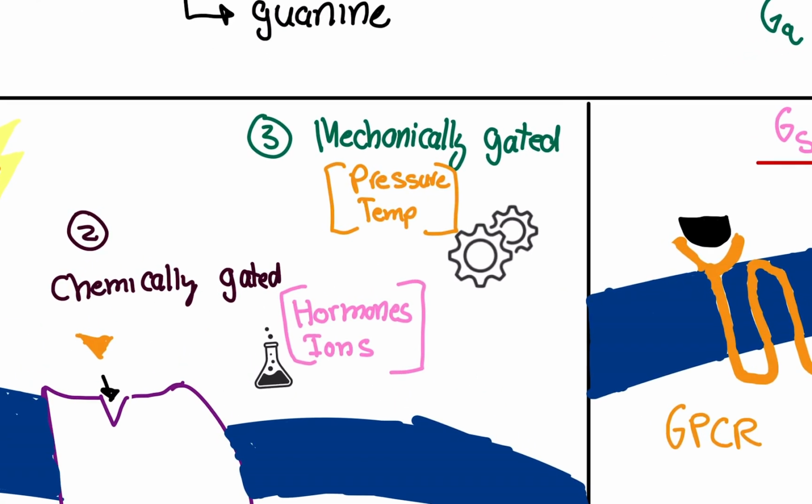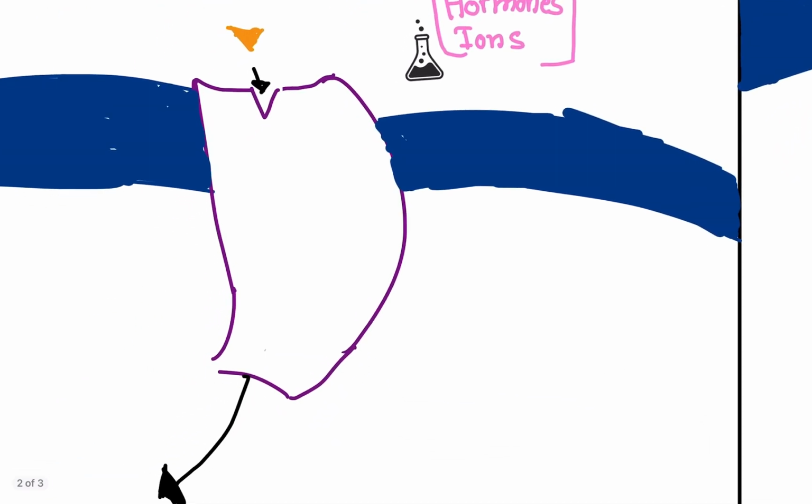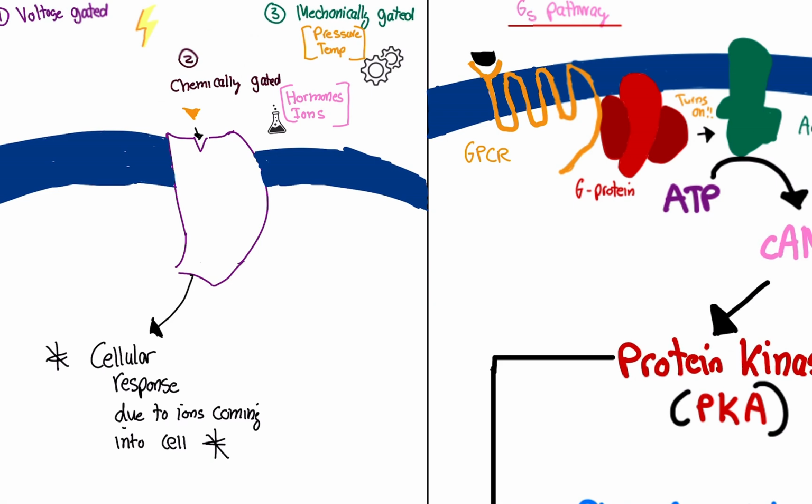Then we had mechanically gated channels or proteins, and this was usually by temperature or pressure. I think I mentioned in my previous video that if, for example, you touch a part of your skin, you feel pressure. That pressure activates this protein, opens the channels, and allows ions to flow through. You get a cellular response. And what is that cellular response? Well, eventually you feel that you touched your arm. That's the cellular response that we're feeling.